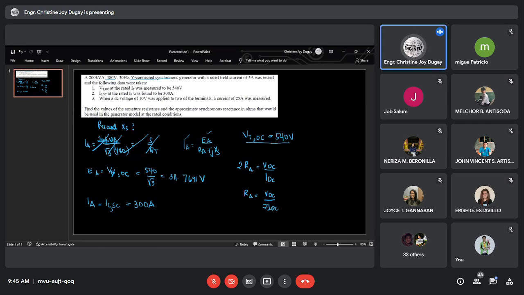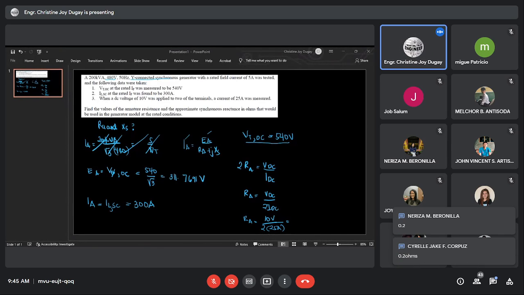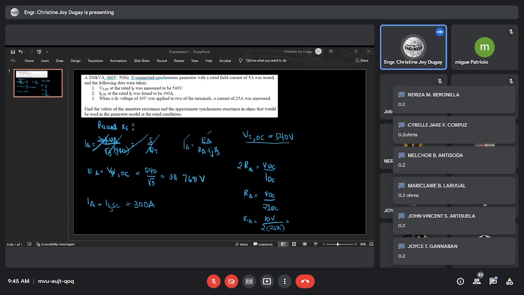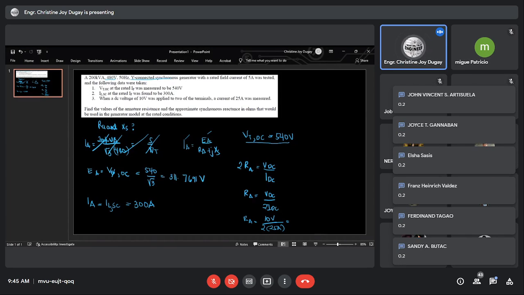So pwede ba nating mahanap na si value ni RA? Yes, no? So VDC po natin is 10 volts divide ng twice of IDC, which is 25 ampere. So what is now the value of RA? According to Ms. Nariza, Cyril, 0.2. Ayan. So 0.2 ohms, no? So RA, tapos na tayo. Nahanap na po natin. Yan na siya.